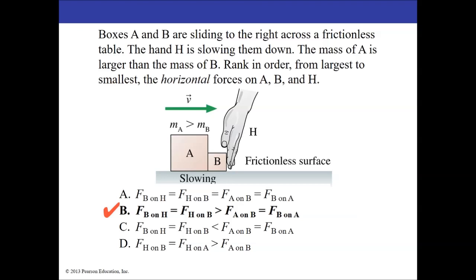Then we look at the interaction between A and B. Now, B is trying to stop A, but A has a lower mass than the entire AB system, so we would expect the magnitude of force on it to be less, and it is. F of A on B is less than the hand's force, and so we have that inequality here. So the interaction between B and H, bigger. The interaction between A and B, less.